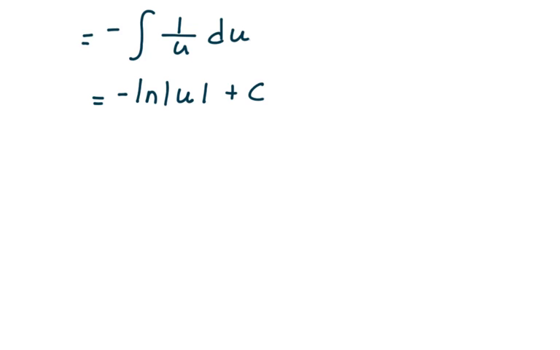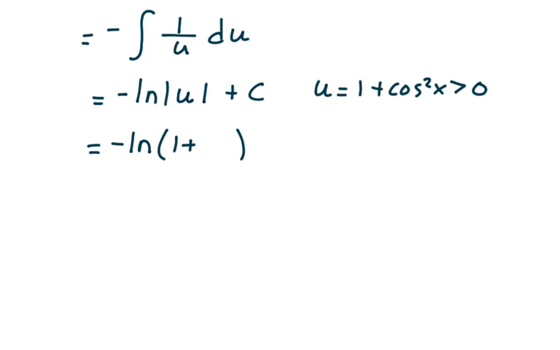So this is equal to negative the integral of 1 over u du. But this is negative the natural log of the absolute value of u plus c. But remember that u is 1 plus cosine squared x, which is greater than 0, by the way. So please make note of that, because when I write my final answer, I don't need to put absolute value bars around what u is, because 1 plus cosine squared x will never be negative, no matter what you input for x. So the answer is negative natural log of 1 plus cosine squared x plus c. And that's how we do 45.